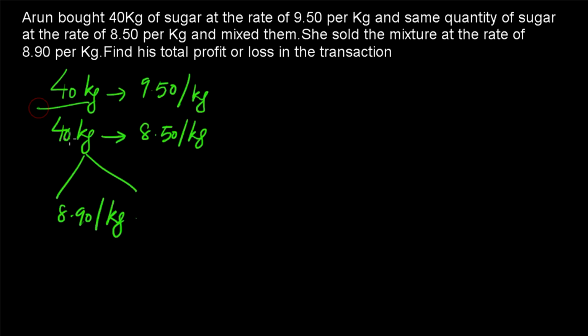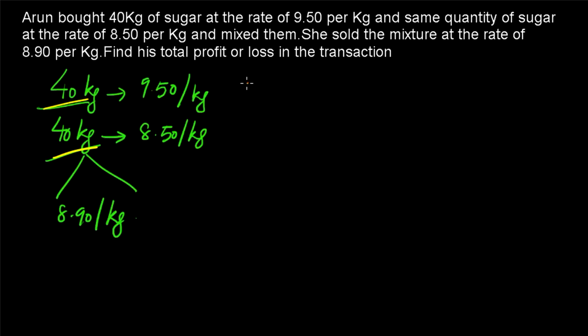We can just ignore this 40 kilogram. There is no need for considering the quantity at all, because both are 40 kilogram, and then they are mixed together and sold at the rate of 8.90 per kg. As we have seen in our previous questions, whatever be the quantity, it will be cancelled out because the same quantity will come both in the numerator and the denominator. So no need of considering this at all.